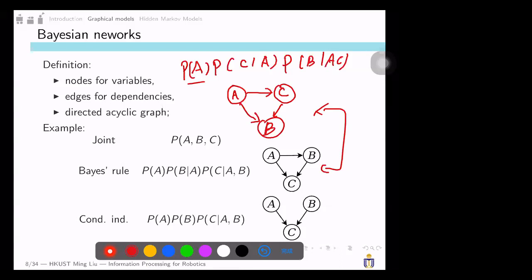And with the conditional independence, for example, if A and B are independent, then PB given A equals PB. So you have PA, PB, and PC given AB. So if you have a joint distribution, you have this one-to-one translation from a graph to equation.